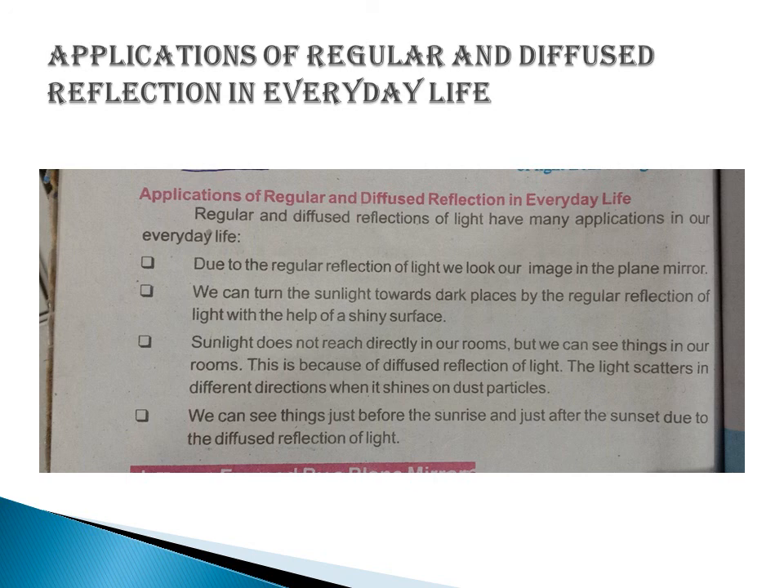Third one is sunlight does not reach directly in our rooms, but we can see things in our rooms. This is because of diffused reflection of light. The light scatters in different directions when it shines on dust particles. We can see things just before and just after the sunset due to the diffused reflection of light.